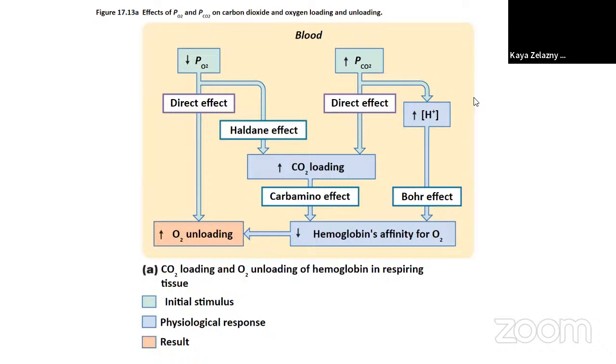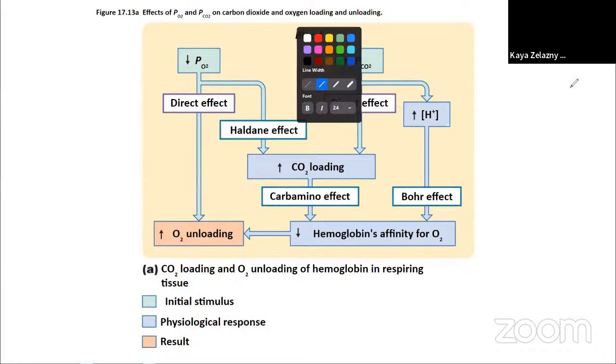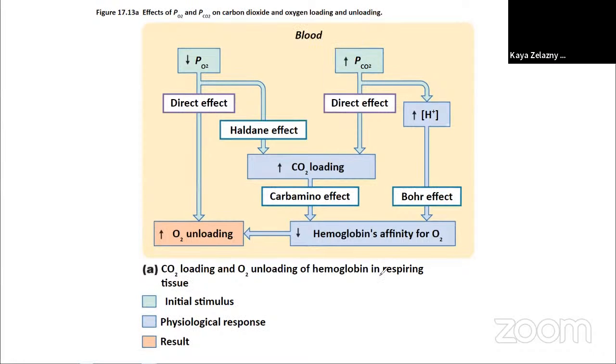So if we're thinking about what's happening at the blood and at the tissue, we may want to think kind of globally about what's going on with both oxygen and carbon dioxide, because this is a lot of different things affecting each other. So if we're starting up here, we're talking about respiring tissue.